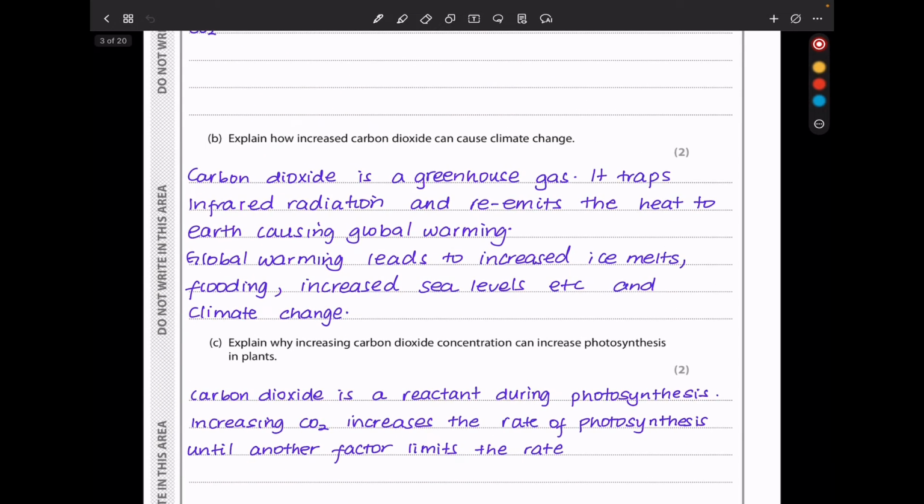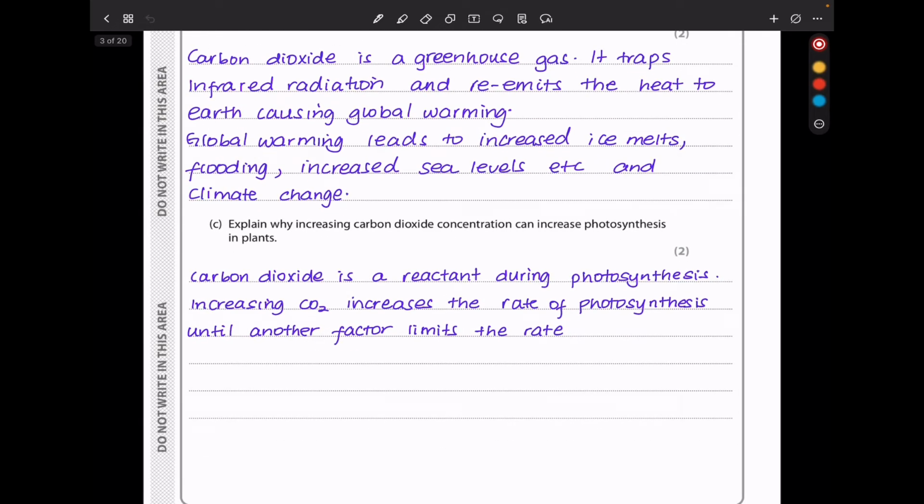And in part B, explain how increased carbon dioxide can cause climate change. Because CO2 is a greenhouse gas, greenhouse gases trap infrared radiation, and then they re-emit it back onto the surface of the Earth, causing the global temperatures to increase. This is what we call global warming. So when global warming occurs, it can lead to the melting of the ice caps. This could cause flooding, increase in sea levels, and so on, and this is what we call climate change.